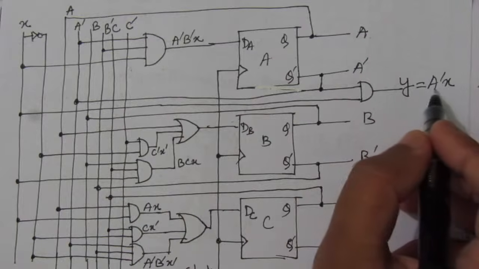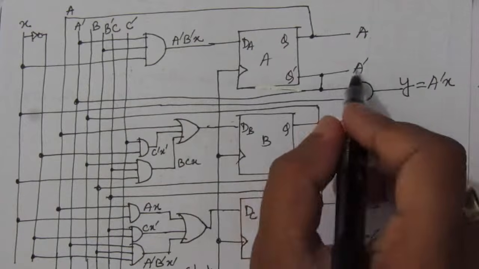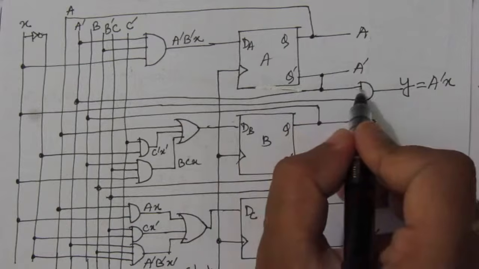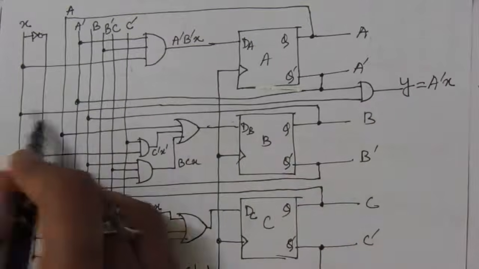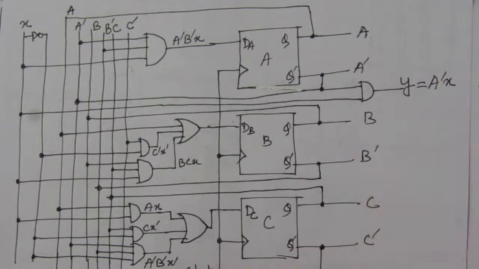So A bar X means we have to multiply A bar with X. So we have used here an AND gate, and this line we have taken from here, because this is the A bar output. A bar we have taken from here, and X line is drawn from here, and this is the output A bar X. So this is the circuit diagram for the first part of the problem.